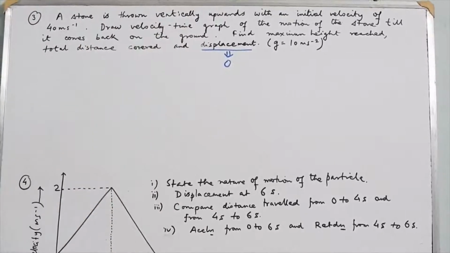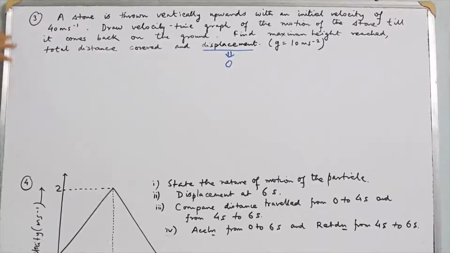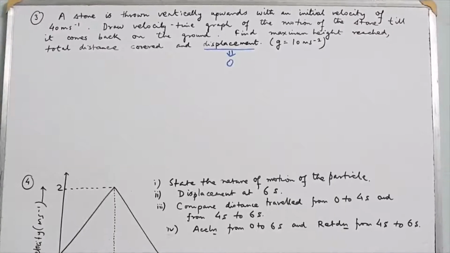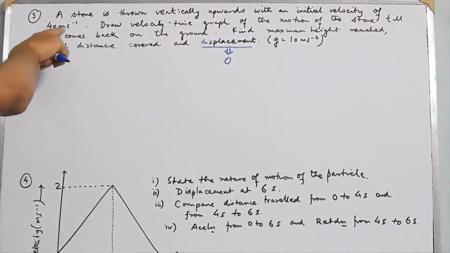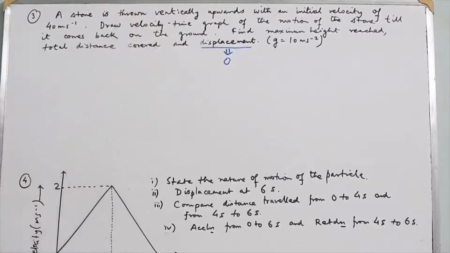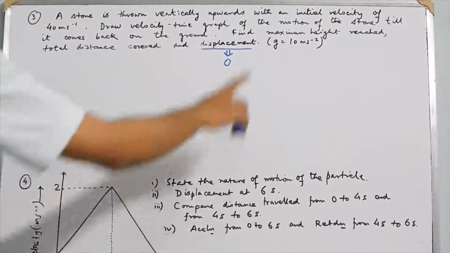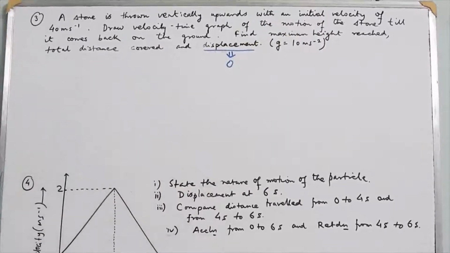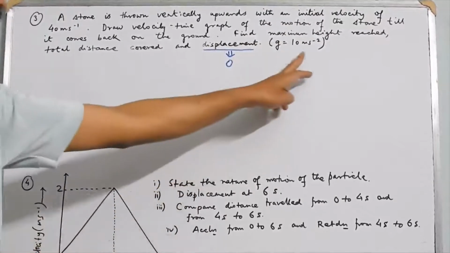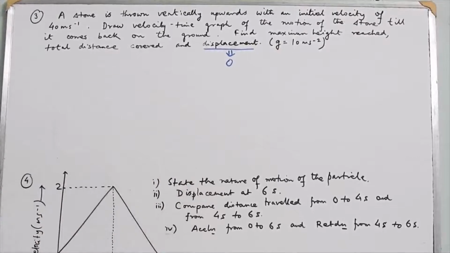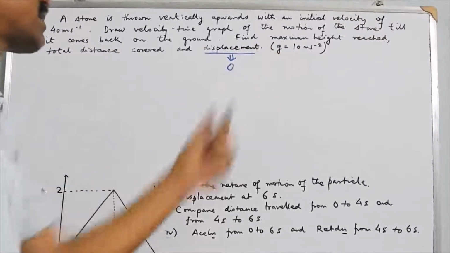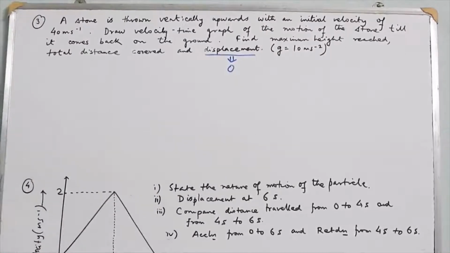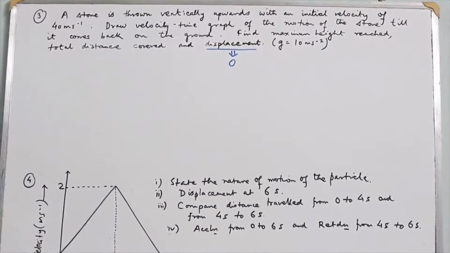That means for the first part of the journey, it is a uniformly retarded motion because the velocity decreases from 40 meter per second to 0 meter per second until it achieves its maximum height, and the retardation is at the rate of minus 10 meter per second square. Because in the vertically upward direction, we have to assume that g is minus 10 because acceleration due to gravity is always in the vertically downward direction.